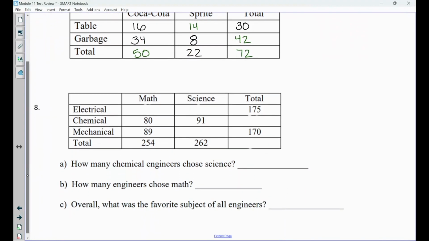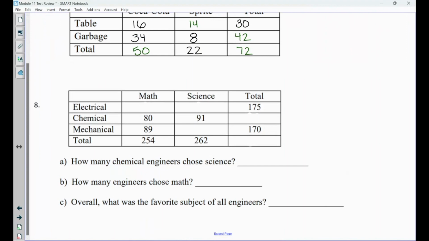Alright, and finally number 8. Again, we're filling out a table. We should be pretty good at filling these out, so I'm going to fill it out quickly. How many chemical engineers chose science? Chemical engineers who chose science, we had 91. How many engineers chose math? These are all engineers, and all the ones that chose math were 254. And overall, what was the favorite subject of all engineers? For all of our engineers, their favorite subject was whichever was higher, and that was science. And there we have our Module 11 test review.